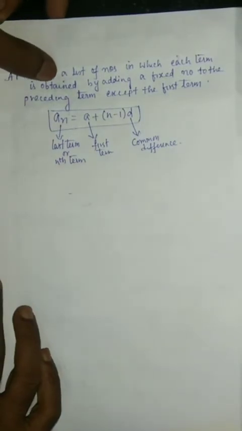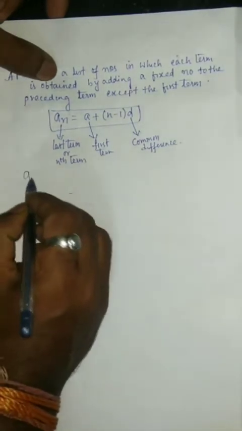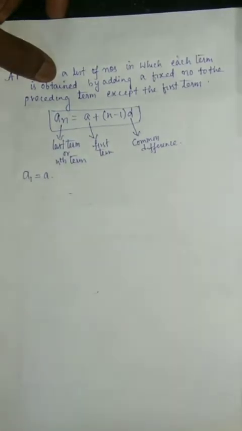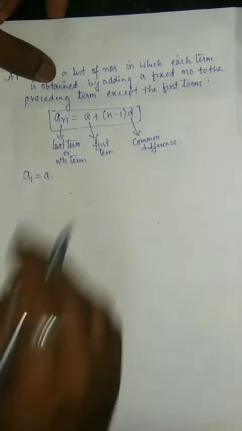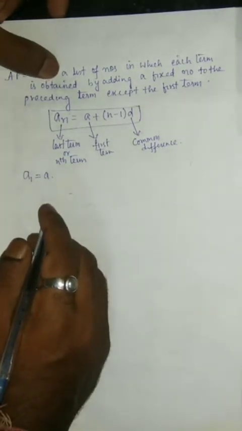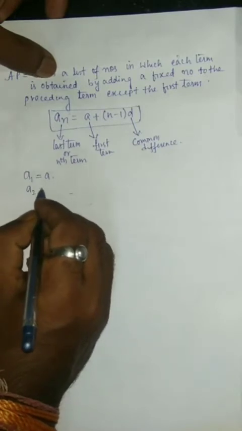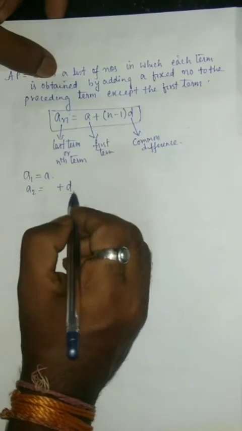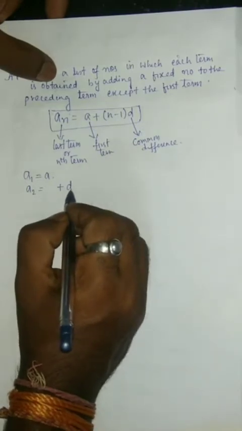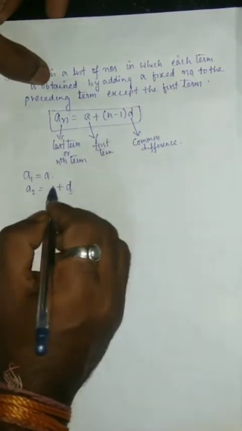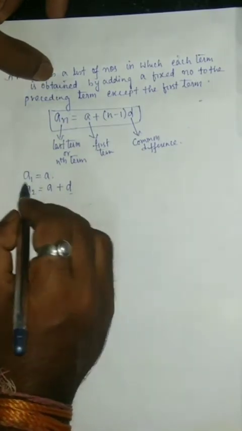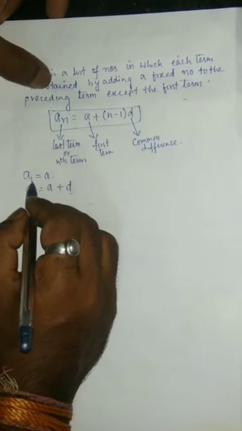One more short way, we can find our first term. We know our first term is a. And by the definition of arithmetic progression, how do we obtain our second term? Our second term is obtained by adding a fixed constant number, that is called the common difference, to the preceding term. So our preceding term is nothing but a, that is our a1.